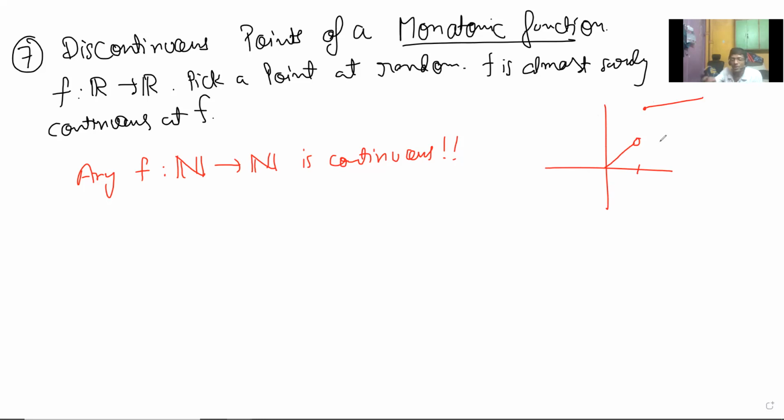But what about this point that any function from N to N is continuous? That's good to understand. It's a silly thing, but we should understand it.